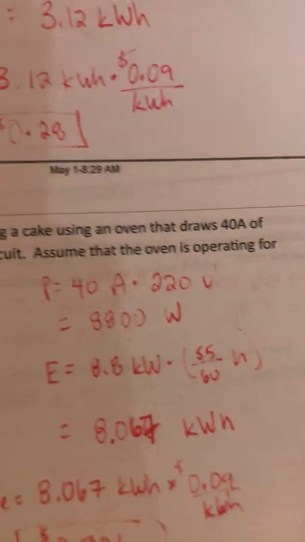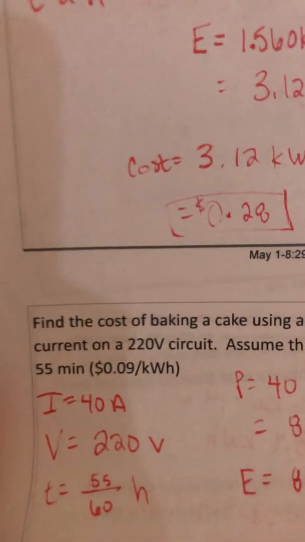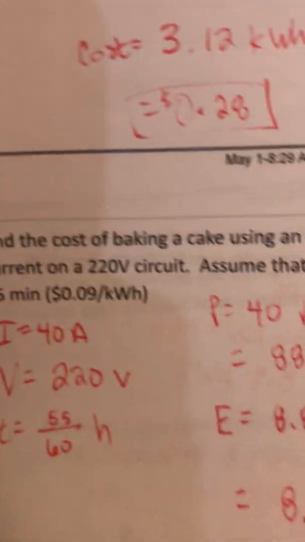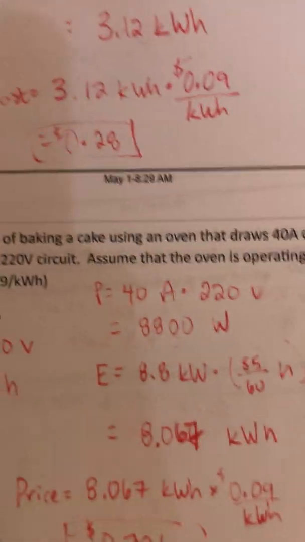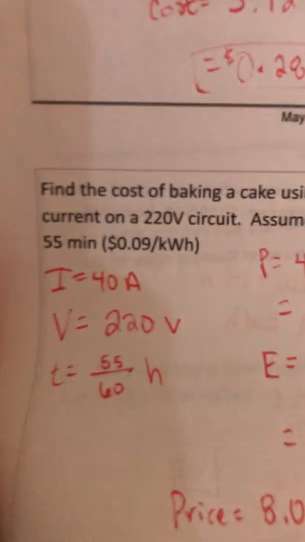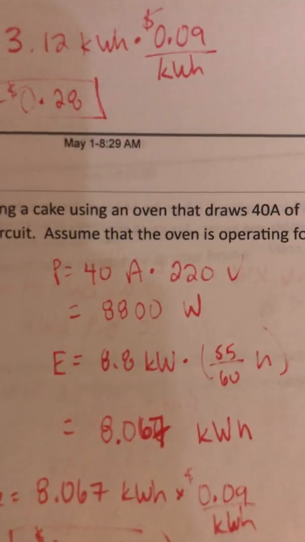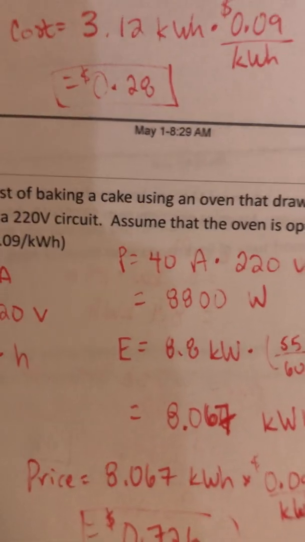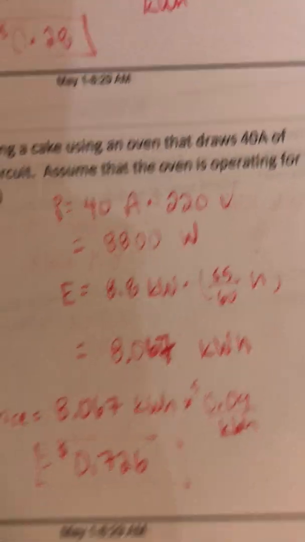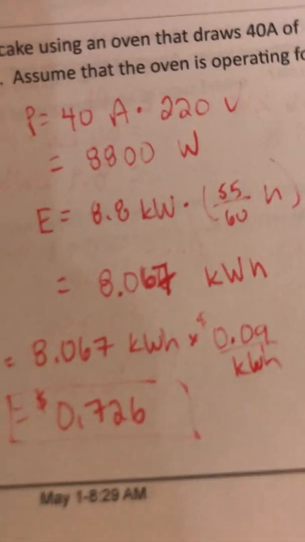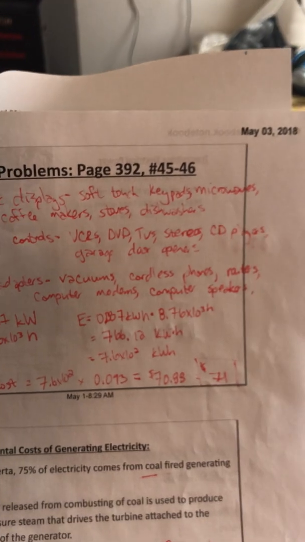So what's the cost of baking a cake? The question is going to depend on the actual appliances you're using. But let's say it's 40 amps and a 220 volt circuit. We're going to pretend that we bake our cake for 55 minutes. Again, find our power, find our kilowatt hours, and then figure out our price. So 73 cents to bake that cake for 55 minutes. Okay, page 292, 45 to 46.